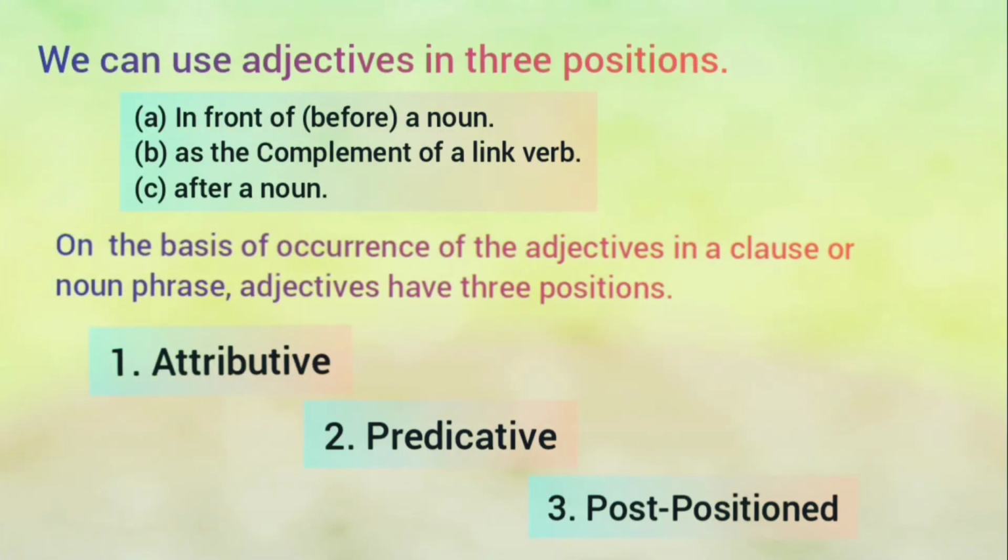So, let's summarize the position of adjectives. We can use adjectives in three positions. Number 1, in front of or before a noun. Number 2, as the complement of a link verb, or used in the predicate phrase. And number 3, immediately after a noun. On the basis of occurrence of the adjectives in a clause or noun phrase, adjectives have three positions.